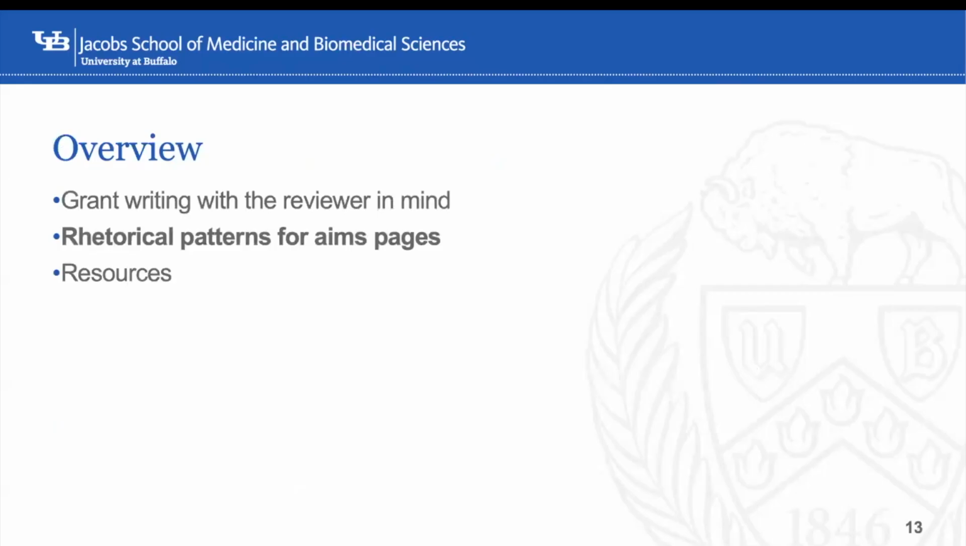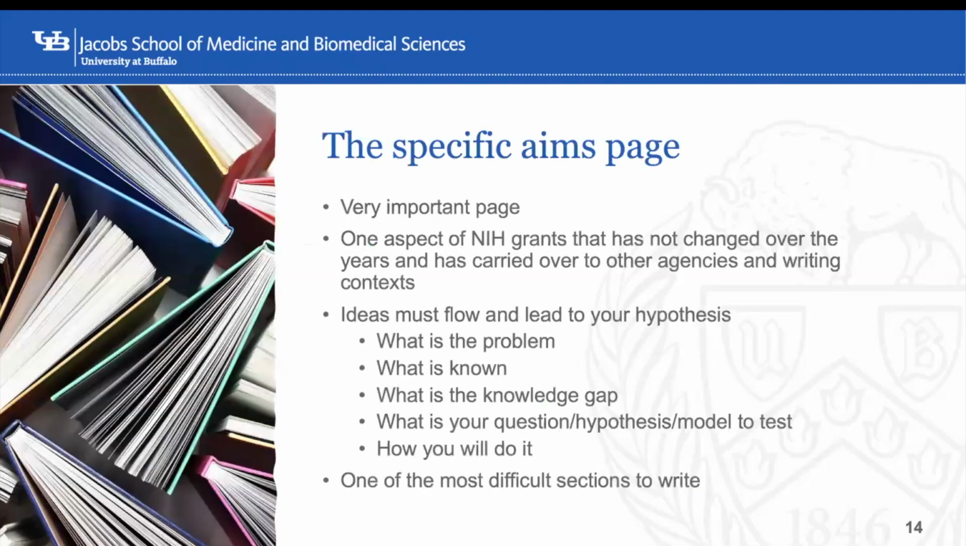So let's talk a little bit about the Aims page. The Aims page is a very important page. Many people will say that it's the most important page, and I tend to agree with that. Not only from the reading and evaluating perspective, but even from the writing perspective, it's very important, because it's the guide for the rest of your grant, right? This is a one-page synopsis of what your full grant is.